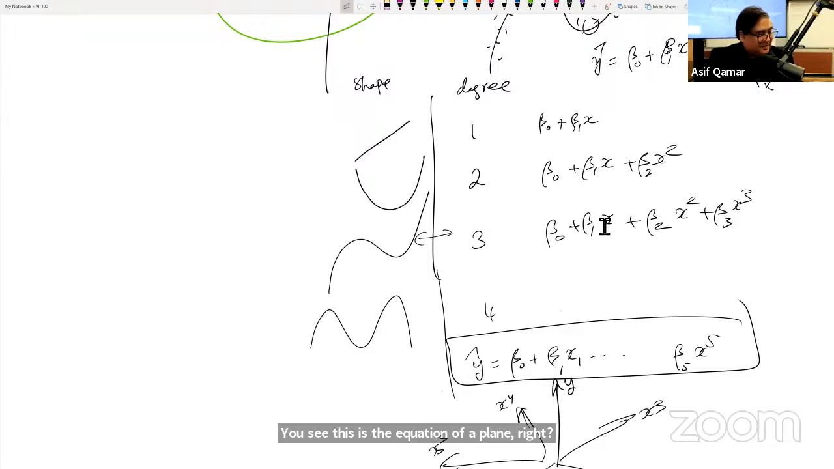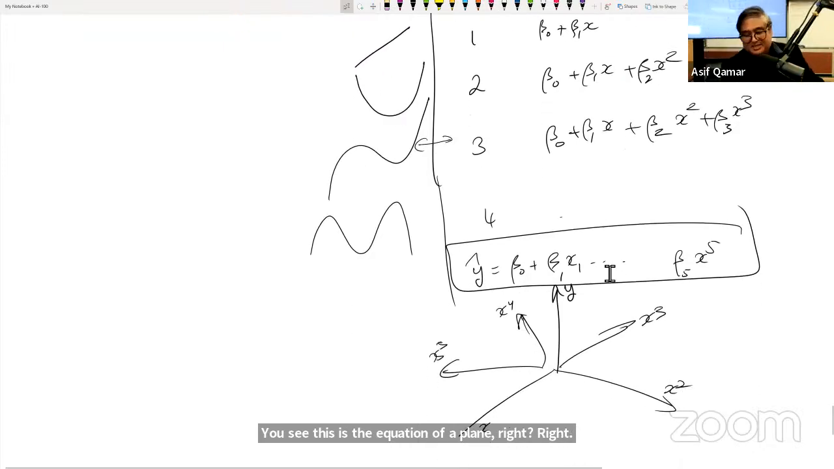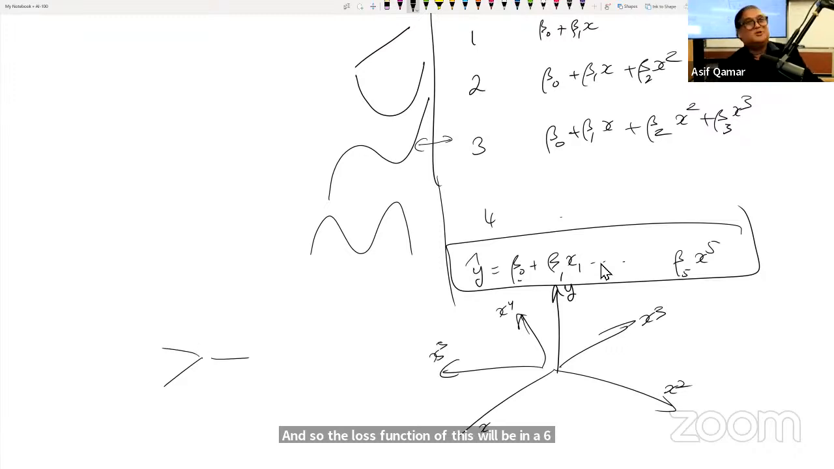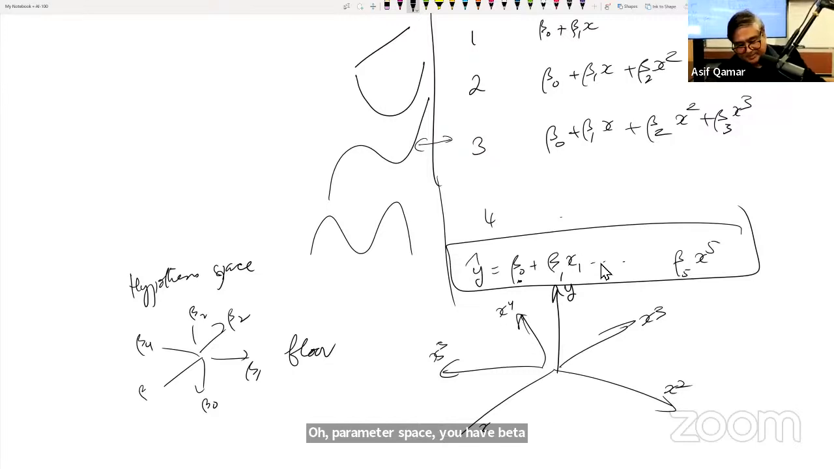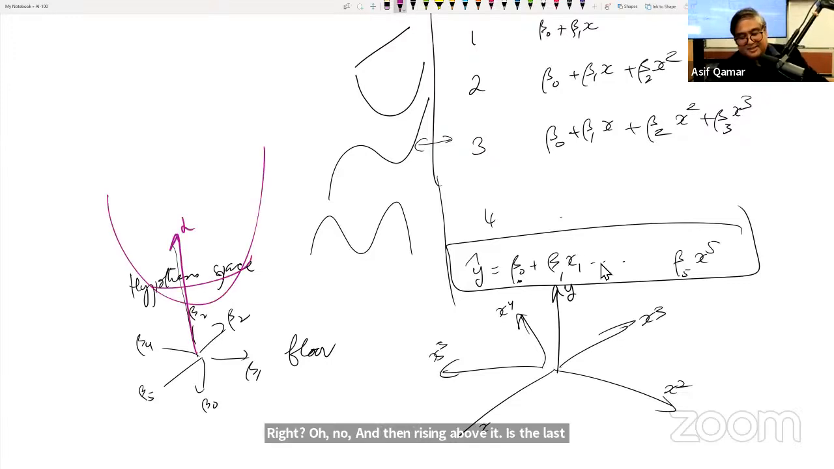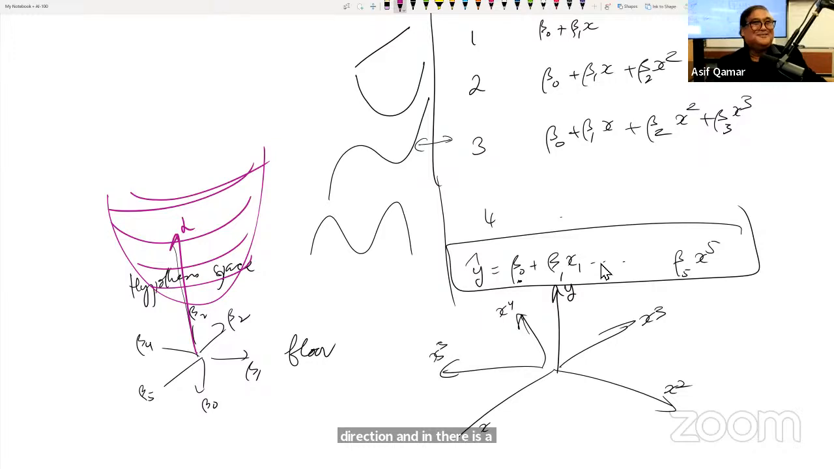And so the loss function of this will be in a 6-dimensional space, because there's beta naught also there. In a 6-dimensional hypothesis space, or parameter space, you have beta naught, beta 1, beta 2, beta 3, beta 4, beta 5, beta 6, right? And then rising above it is the loss direction, and in there is a parabola sitting for you. Make sense? That's it. That's all it is.